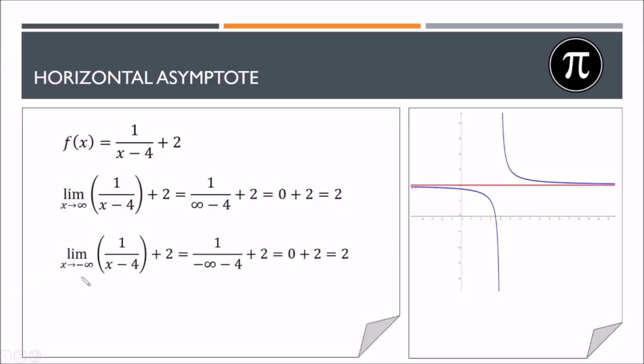If x tends to negative infinity, the denominator tends to negative infinity and the fraction tends to 0. So the limit to negative infinity is 2. We can see that we have equal limits, so the only asymptote is at 2. We can write the asymptote as a(x) = 2.